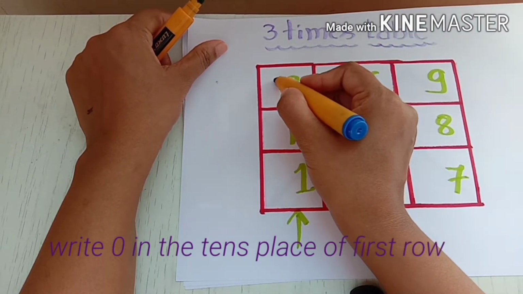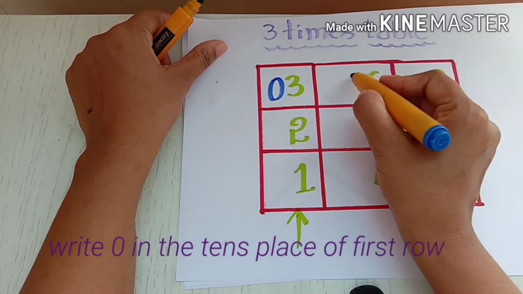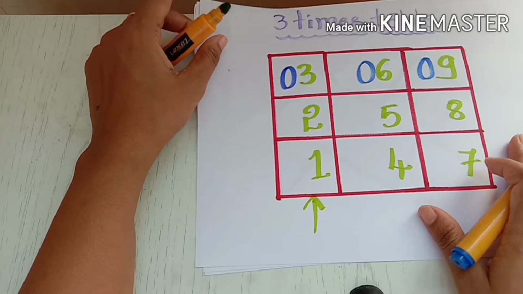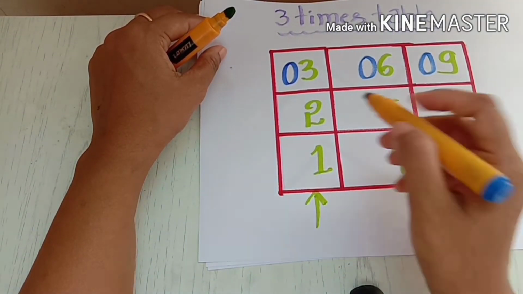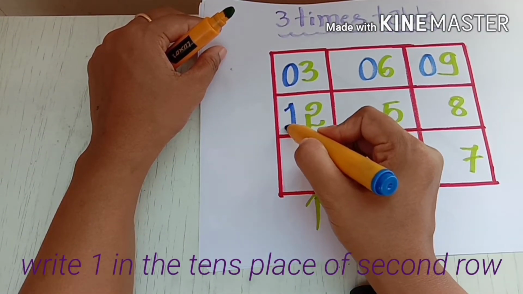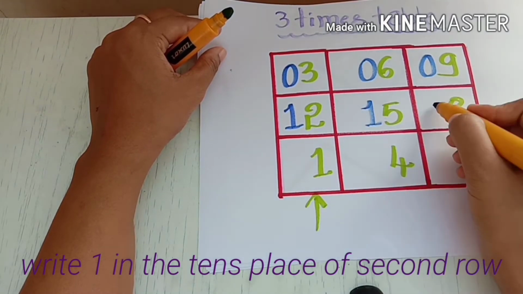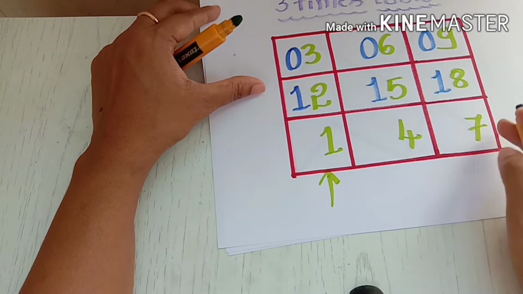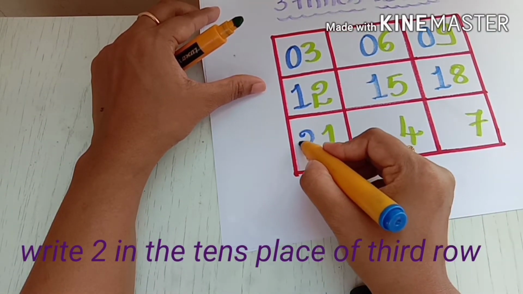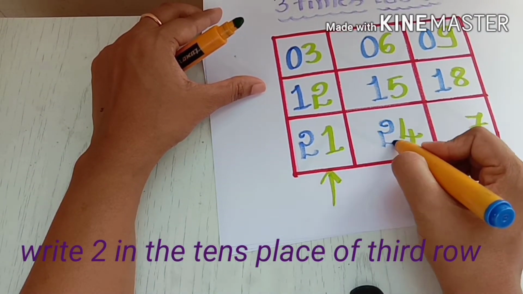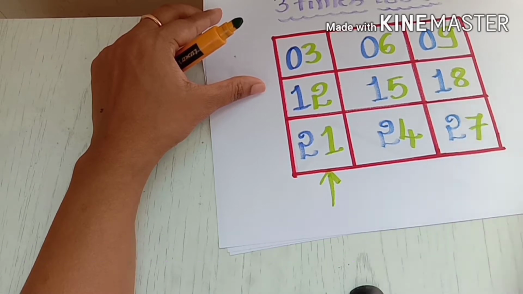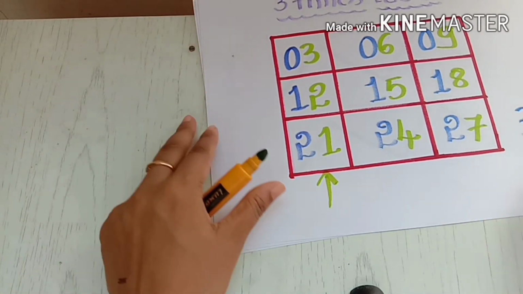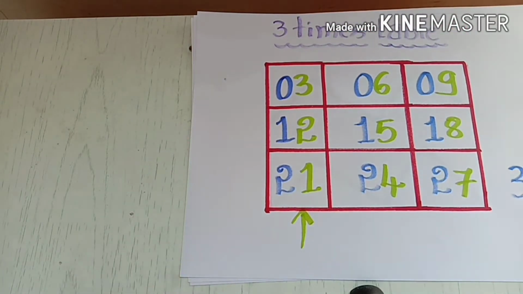Okay, as I said, since it is the first row, 0, 0, 0 for the tens place. And here, since it is the second row, I am going to write down 1, 1, 1 in the second row. Since it is the third row, I am going to write down 2, 2, 2, and here I am writing 3. Okay, now the table of 3 is completed.